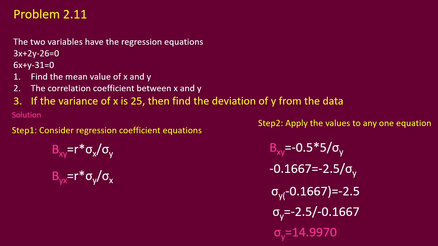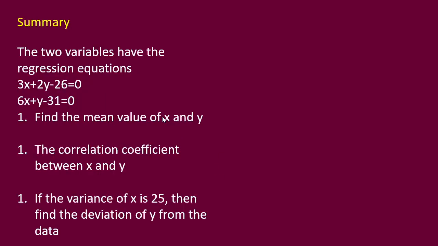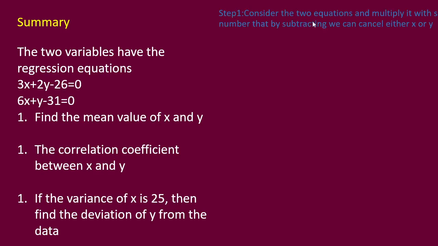So we have completed all the three tasks here. So I'll repeat the steps once again. They have given two regression equations, based on which the first thing we found out was the mean value of x and y. So for this mean valuation, we followed the steps. We considered two equations and multiplied them with such numbers that by subtracting we can cancel either x or y, but here we cancel the x. So we multiplied the first equation by the coefficient of x in the second equation, and the second equation multiplied by the coefficient of x in the first equation.